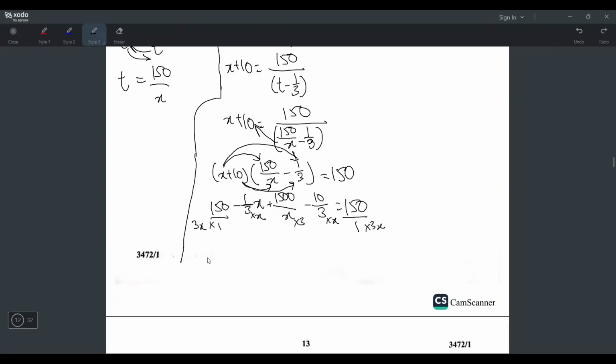So 150 times 3x is 450x. 3 times x is 3x, but the top also must times x. So the top is 1x. Times x is x squared, but it's negative. Plus with 1500 times 3, I think you get 4500. And then 3 times x, 10 times x is 10x equals 150 times 3x is 450x. Yeah. So you end up here.